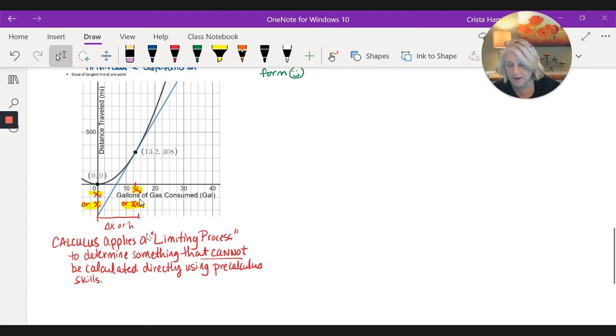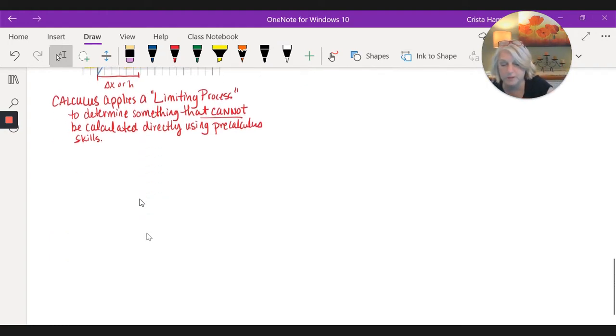And so the limiting process is something that can't be calculated directly, but we can approach it by doing successively smaller and smaller increments, and that will allow us to take a pre-calc skill of average rate of change and apply the limiting process and determine the actual, quote-unquote, answer to our instantaneous rate of change problem.